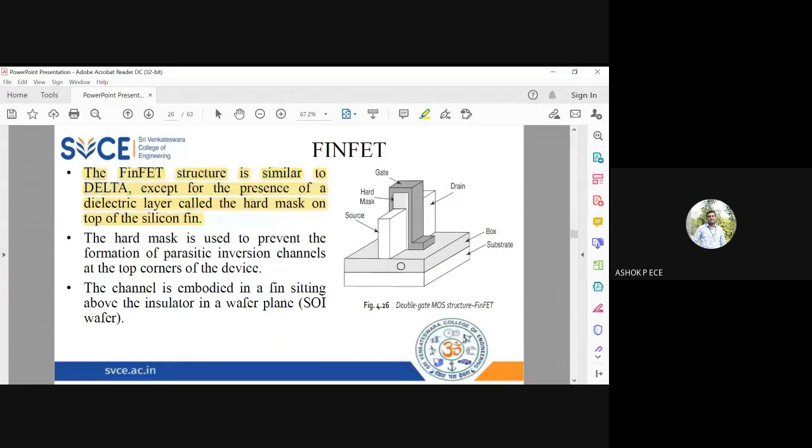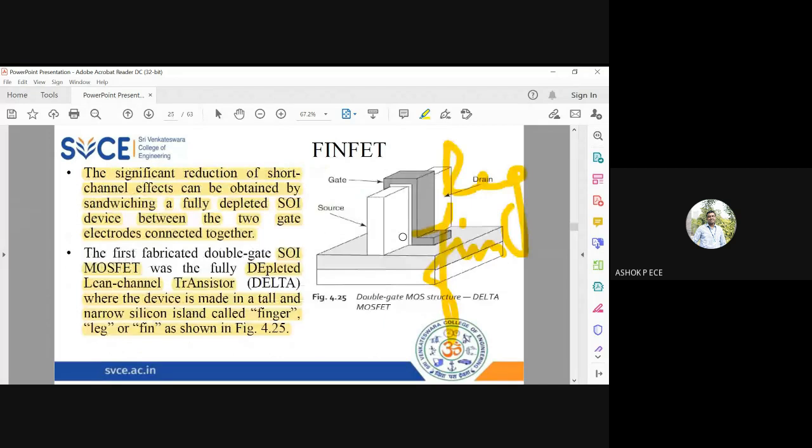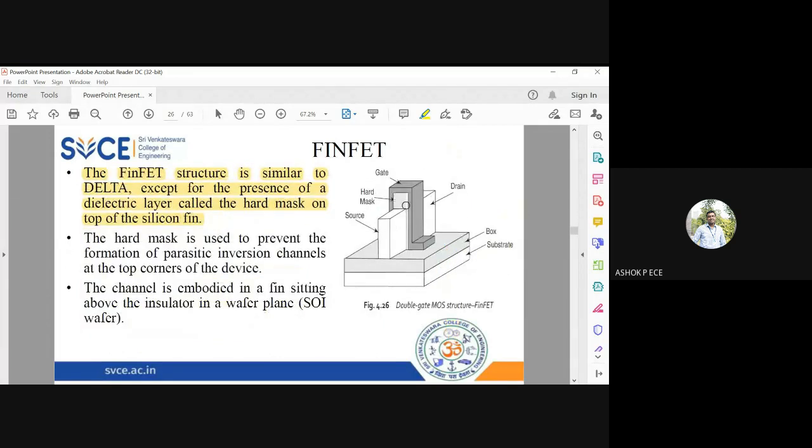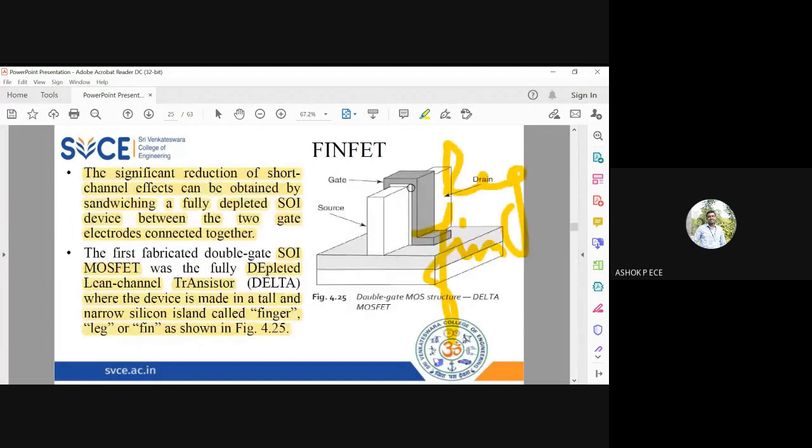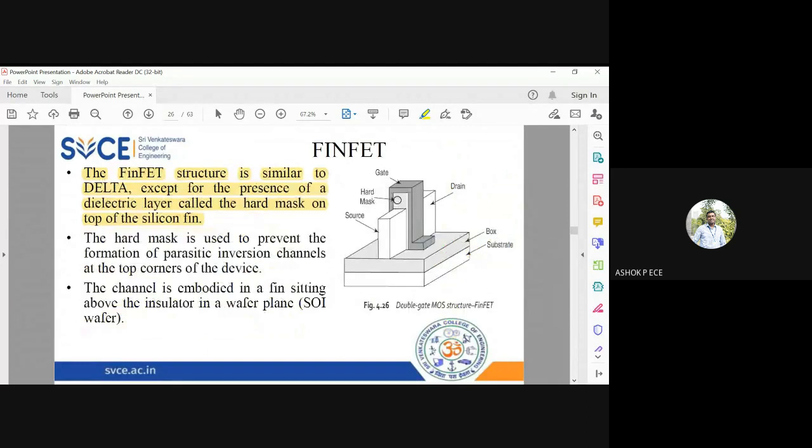So see this diagram and the previous diagram, everything is going to be the same, but here I am going to have a hard mask. You can see the width of the gate is reduced, but here you see the gate width is very high, and here in between the gate and source you have an insulating layer. In that you will be having a hard mask. That is the difference between FinFET and a Delta MOSFET.